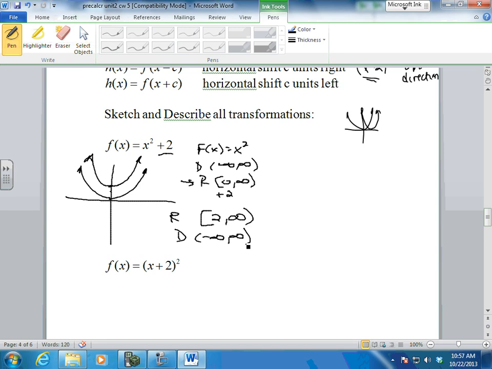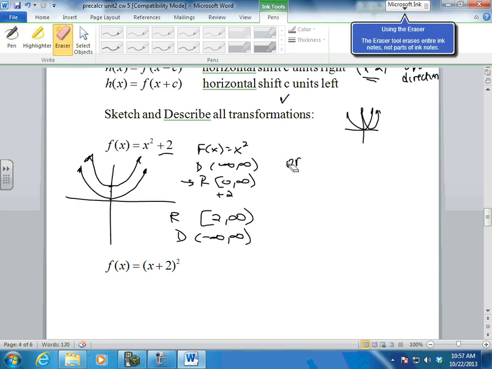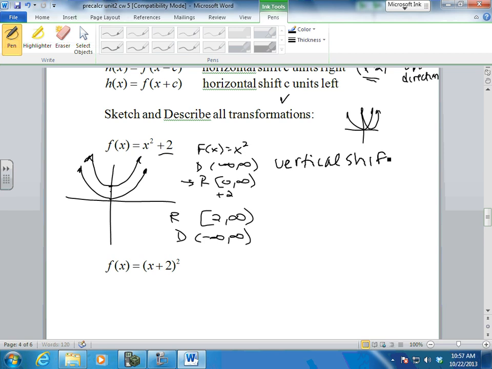Figure out where your change is. Look at how many units it moved, up or down, left or right, and work off your domain and your range the same way. So if we had to describe this change, you have to describe these using these words: a vertical shift up 2 units. This is my transformation.